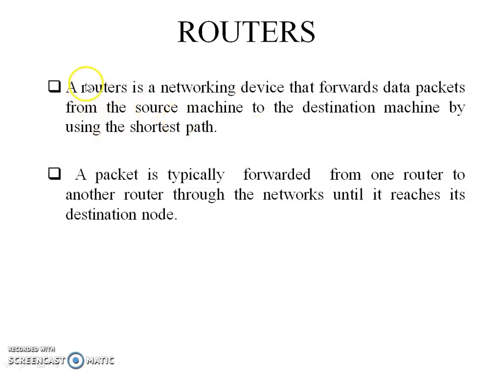Next one is a router. A router is a networking device that forwards the data packets from source machine to the destination machine by using the shortest path. A packet is typically forwarded from one router to another router through the networks until it reaches its destination node.